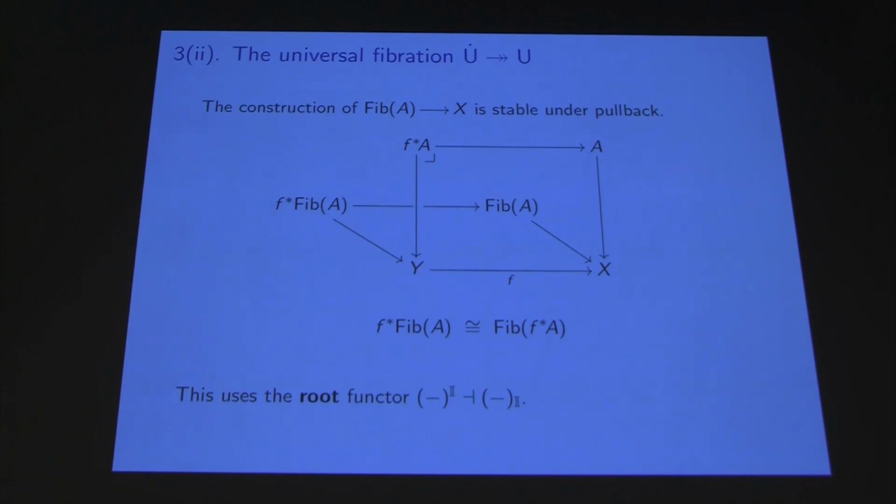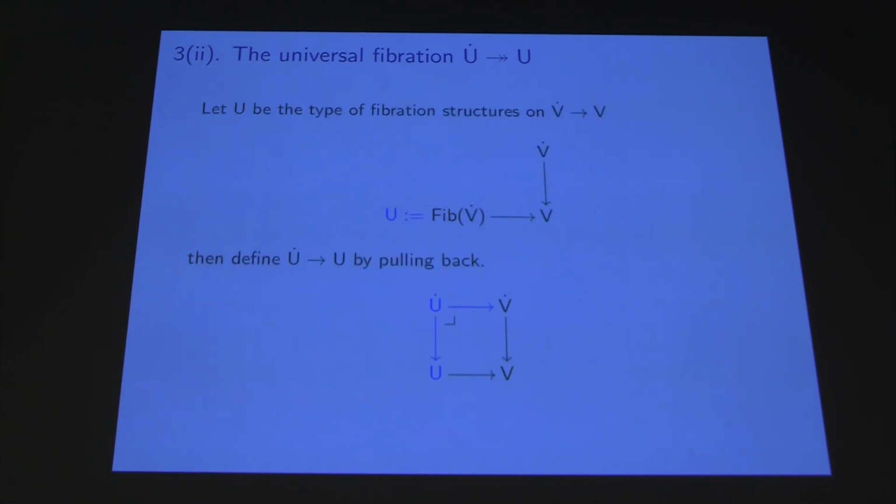So the classifying type of fibration structures is stable under pullback. That follows from the fact that the fibrations are given in this special algebraic way, and that proof uses the root functor, namely the right adjoint of exponentiation by the interval. This is maybe Bill Lawvere's insight that the interval is tiny. I don't think this is why Bill thought it was important for the interval to be tiny, but it's nice that it's used right there. So right there we use that root in order to get the stability of this type of fibration structures.